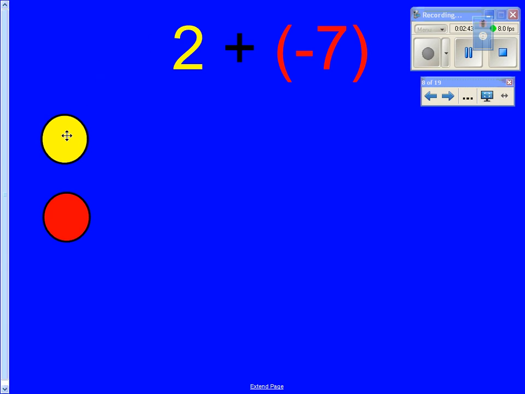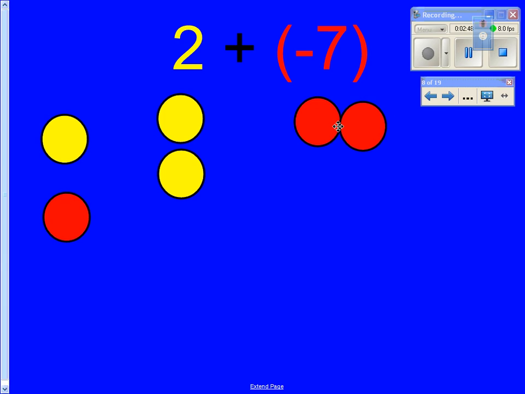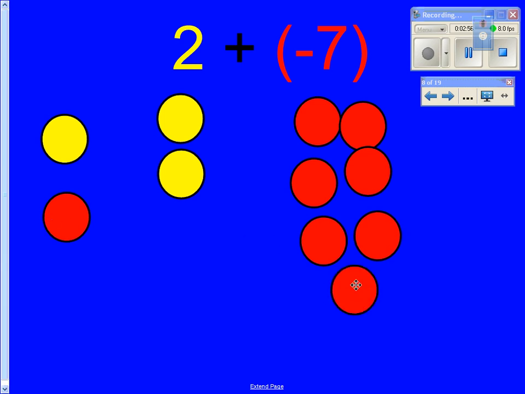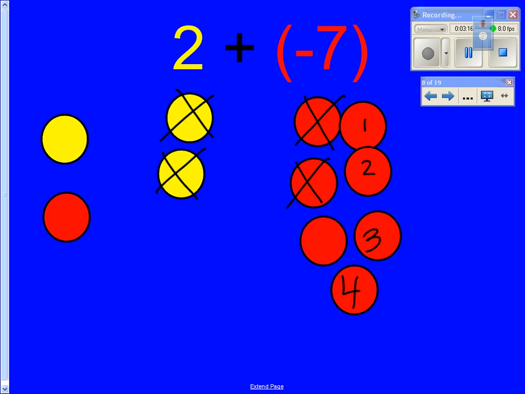2 plus -7, you'll have 2 yellow chips and 7 red chips. 2, 3, 4, 5, 6, 7. Okay, so 2 yellows will cancel out 2 reds. 1, 2. And you do want to show that these are canceling out. Okay, so we have 2 0 pairs. Then you count whatever is left. We have 1, 2, 3, 4, 5 red chips left. So we have -5 is our answer.